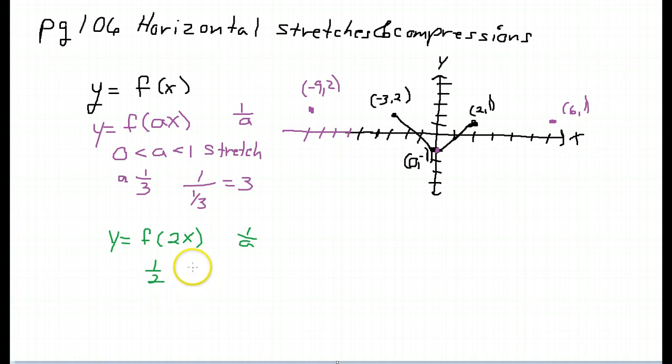This would be a compression. So we get a compression when a is larger than 1. Our a was 2. We take each x coordinate by 1 over 2. So 1/2 times each x coordinate. -3 times 1/2 is -3/2, or -1.5, comma 2.